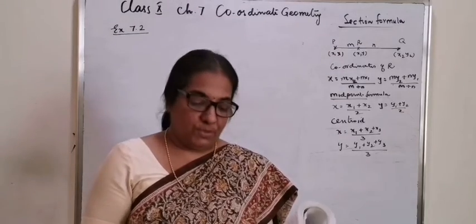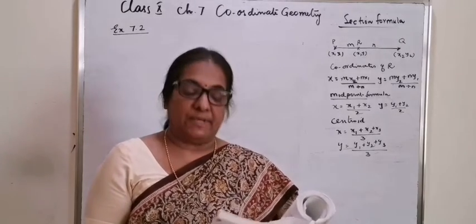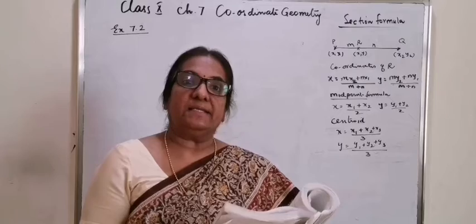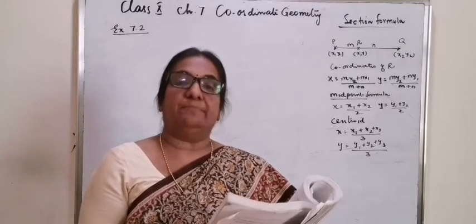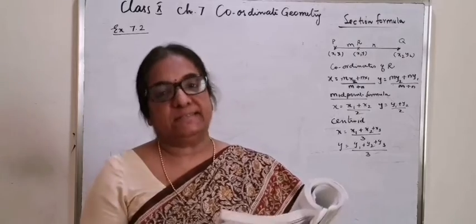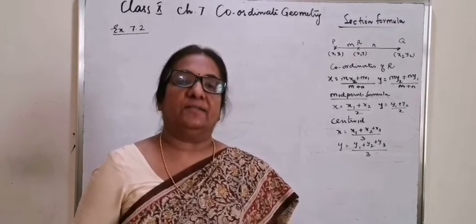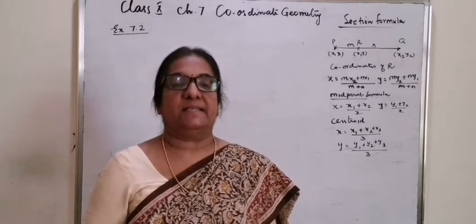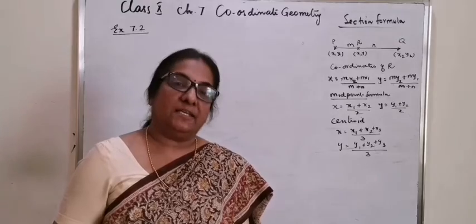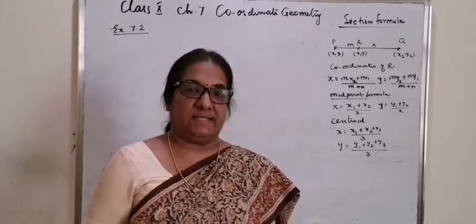Question number 4. Find the ratio in which the line segment joining the points (-3, 10) and (6, -8) is divided by (-1, 6). Underline the word ratio. This is the key word in this exercise, and the key word in the first exercise on the distance formula is equidistant.